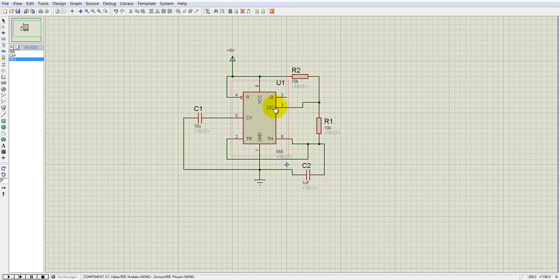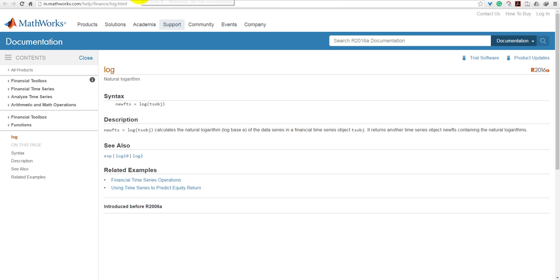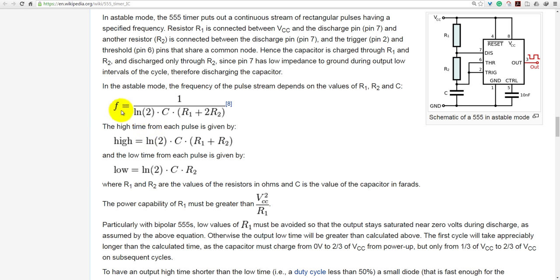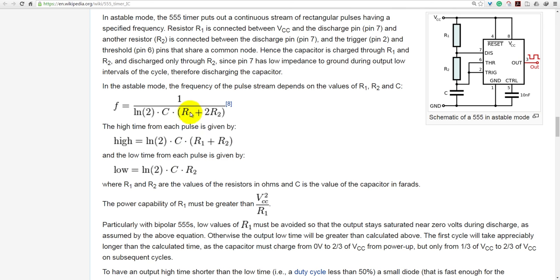So now let's see how we will calculate the frequency of the generated wave. The final output will come at pin number 3, we can see it in the oscilloscope, and we may get an oscilloscope from here. Connect here, fine. And here you can find in Wikipedia the formula for the frequency generation. F is equal to 1 upon ln 2 into C, and that C is C2, and R1 plus 2 times R2. The high time is ln2 into C into R1 plus R2, and the low time is ln2 into C into R2.